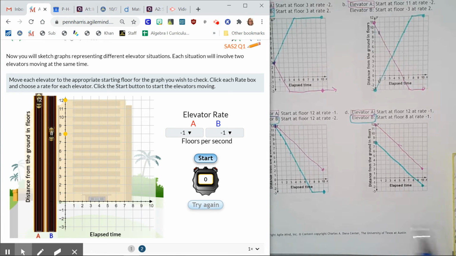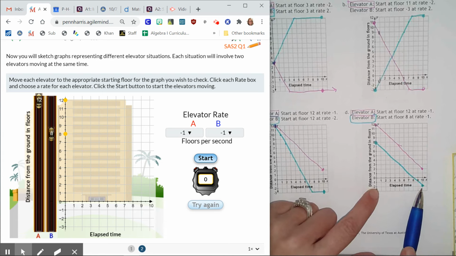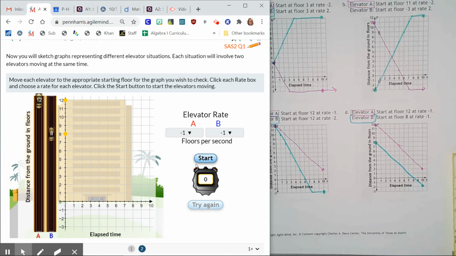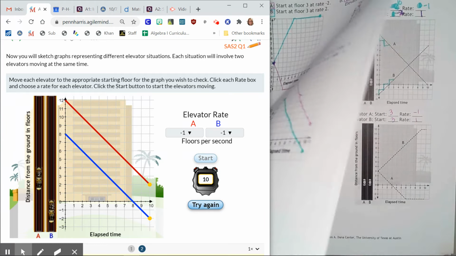So here's my graph, and I show that elevator B ends up in the basement level 2, and elevator A ends up at floor 2. So let's see what happens here. So we can see they both ended at the same time. Elevator A was on floor 2 and elevator B was in the basement floor 2. Let's go on to the next problem.